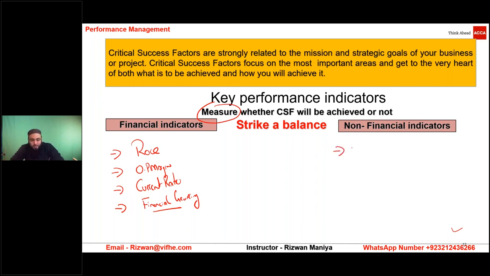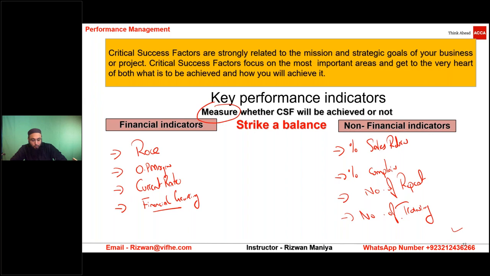There are many examples. For example, percentage of sales returns, percentage of complaints made by customers, or number of repeat customers, meaning how many came back to the business. Or number of training hours, which indicates the training given to employees. This is a very core area of your paper, and that's non-financial.